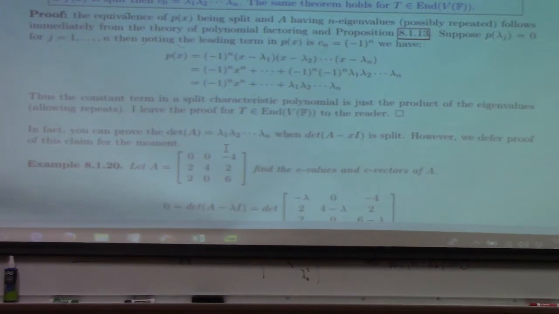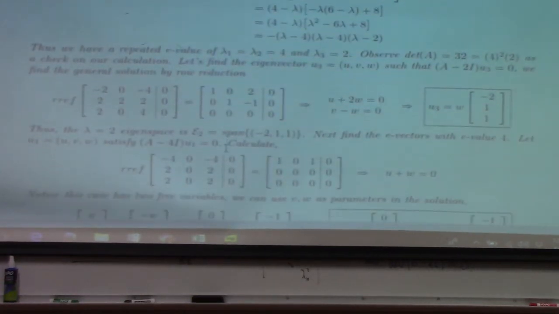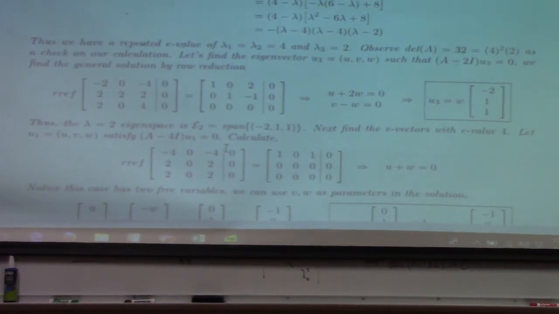So this proposition connects the meaning. It turns out that the constant coefficient of the characteristic polynomial is actually the product of your eigenvalues, supposing you got them. Here's a 3 by 3 example. This one's kind of interesting. We have an eigenvalue of 4 repeated twice. That means it has an algebraic multiplicity of 2. The number of times the linear factor appears in the characteristic polynomial is called the algebraic multiplicity. So this other eigenvalue has an algebraic multiplicity of 1.